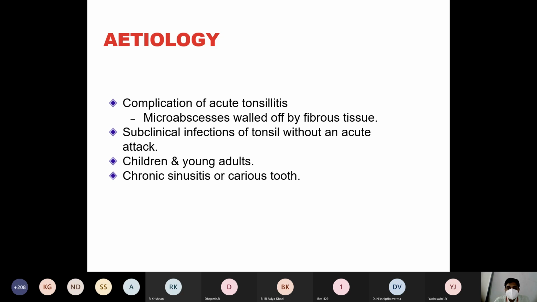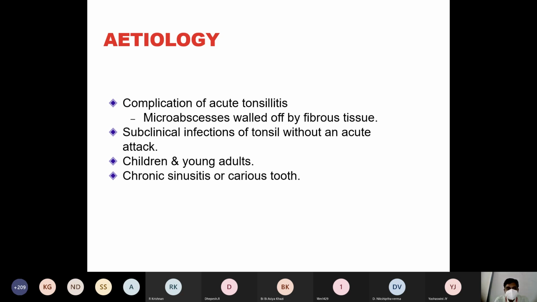So, how does chronic tonsillitis occur? Chronic tonsillitis is a bacterial infection. It is a complication of acute tonsillitis. Basically, the bacteria invade into the body of the tonsil, leading to formation of multiple microabscesses, which are walled off by fibrous tissue. There can be intermittent release of the bacteria from the microabscesses, leading to subclinical infections without having a single acute attack. There will usually be recurrent or multiple exacerbations. It is common in children and young adults.